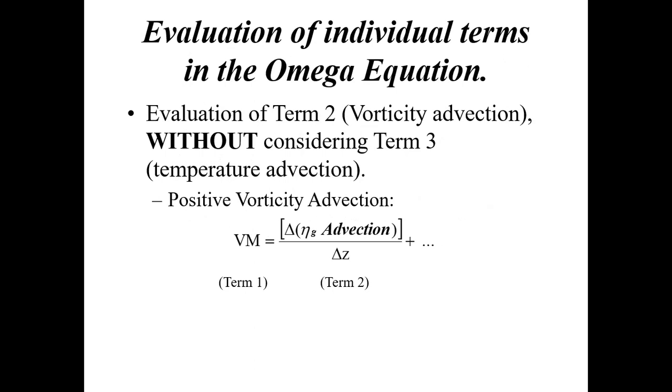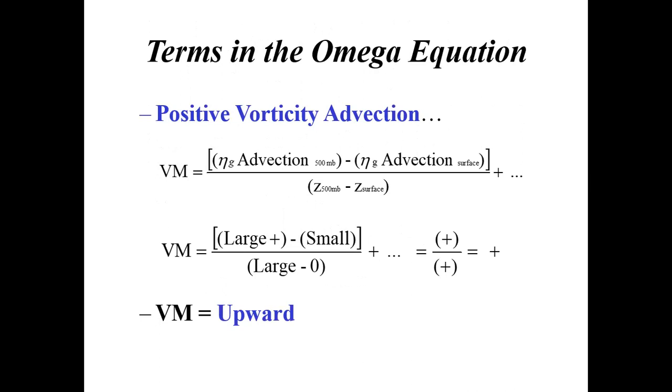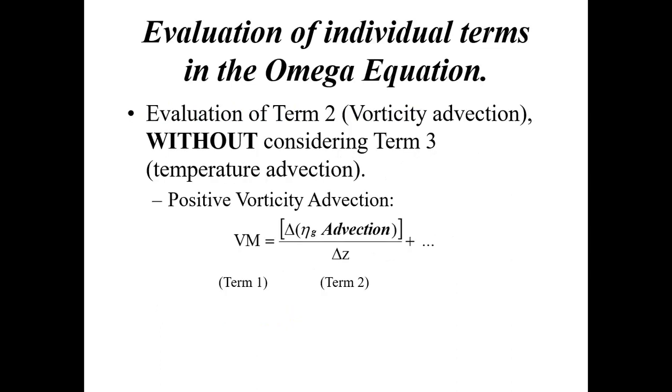If we were to look at evaluation of individual terms in the omega equation, let's just say we're going to evaluate term 2 from the equation, the vorticity advection term, which is noted here below. We're not going to consider the temperature advection at all. Term 3 is out of the equation. Notice I only have term 1, vertical motion VM, and term 2, the vorticity advection. If I have positive vorticity advection, so my term 2 is positive, that means my vertical motion is going to be upward. See that? A positive vorticity advection, positive term 2, is going to result in a positive vertical motion, term 1.